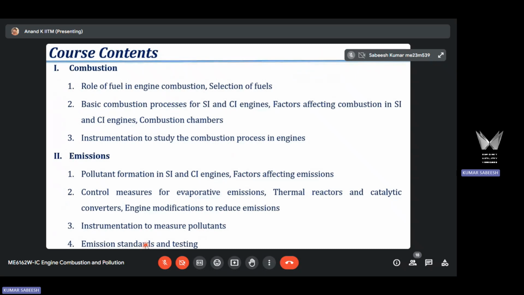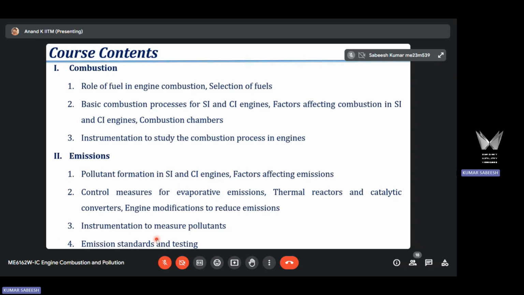The final chapter is about emission standards and testing. Until this point, if you look at the contents, the way it is phased resembles the first module, wherein we started with characterizing the combustion event, then brought out the factors that influence it, and then discussed the instruments. A similar sequence is followed for the second module. We discuss the mechanism by which the pollutants are formed. Then we bring out the factors that influence pollutant formation in SI and CI engine. After that we devise control methods to reduce the pollutants, and then we discuss instruments to measure pollutant concentration.